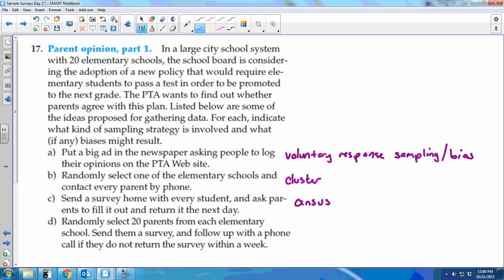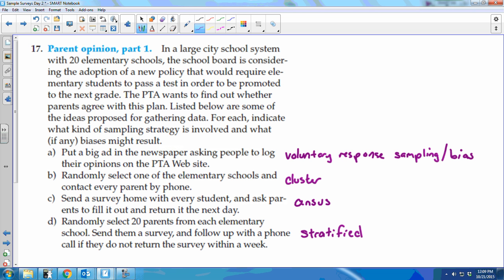D. Randomly select 20 parents from each elementary school, send them a survey, and follow up with a phone call if they do not return the survey within a week. So what kind of sampling strategy is that? Stratified. They pick 20 parents from each school, right? So every school is represented. This seems like a sound sampling strategy too. They're sending 20 parents a survey. If they don't return it, they're going to follow up with a phone call. So I think you've eliminated pretty much all the possible bias.